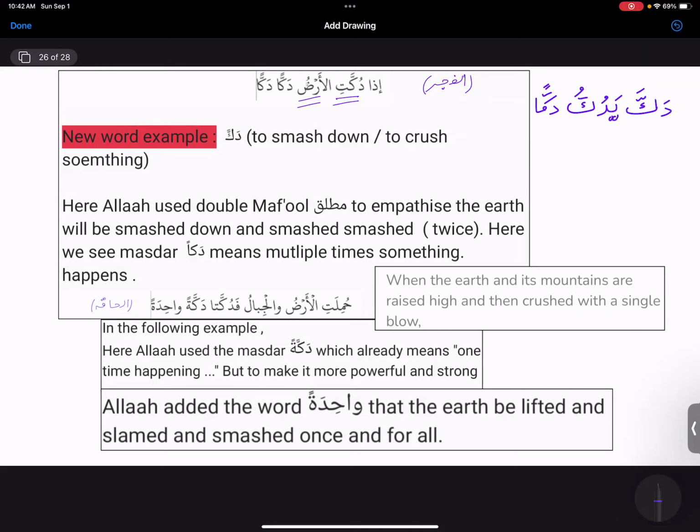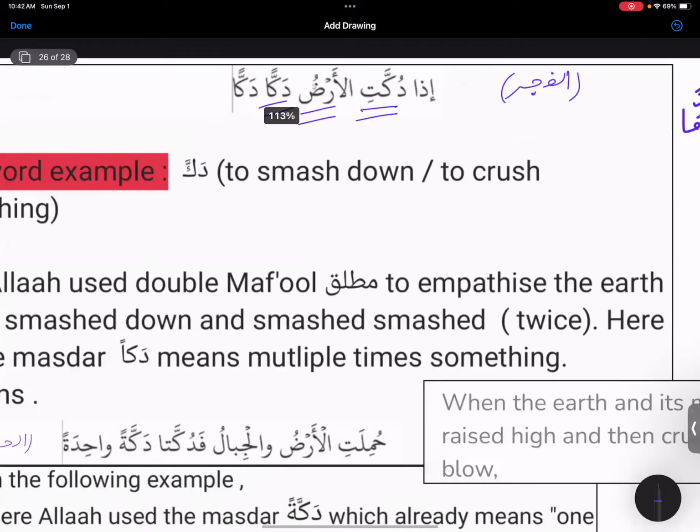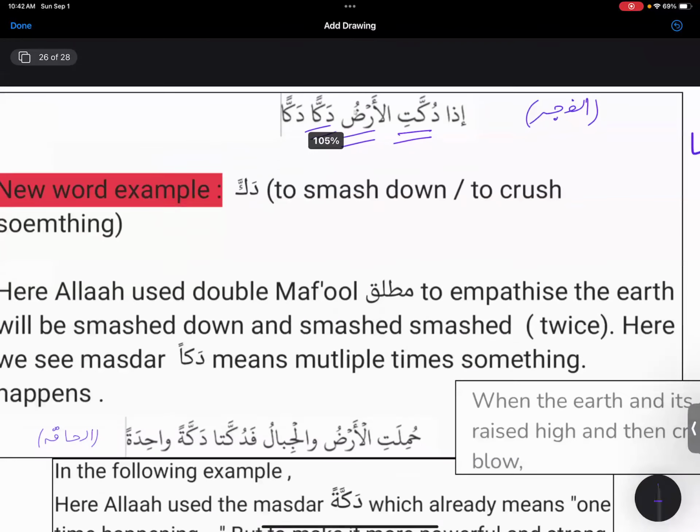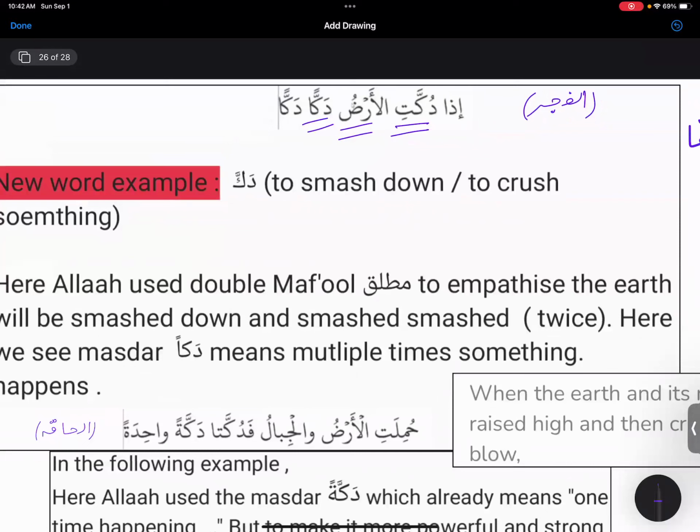And subhanallah, then Allah subhanahu wa ta'ala says, Dakkan. What is this Dakkan here? Mutlak. Right? And then another maful mutlak, the same. So double maful mutlak is used over here. Iza dukkatil ardu, dakkan dakkan. How can we imagine that? When the earth is going to be smashed, smashed, smashed, right? It's like a hammer hammering something. This is the image that comes to us.